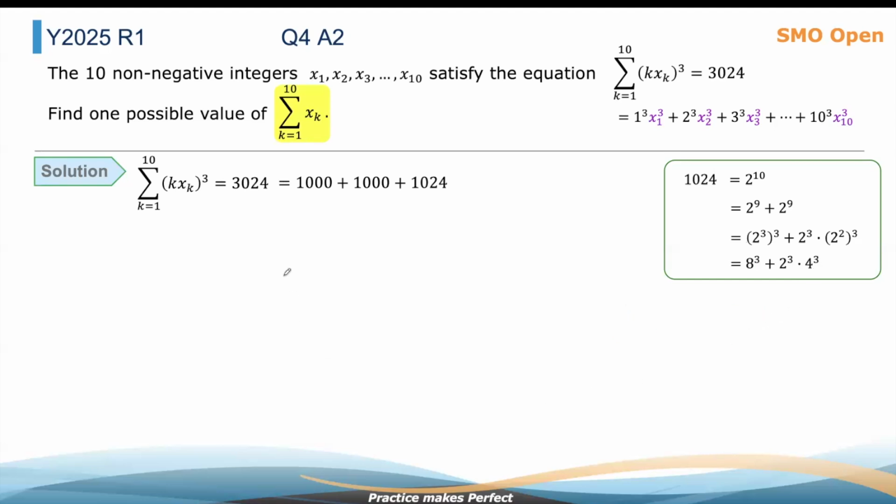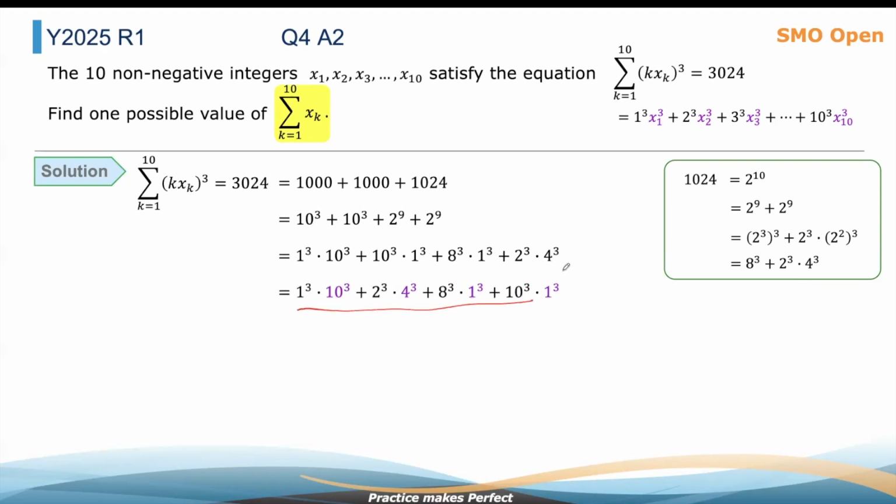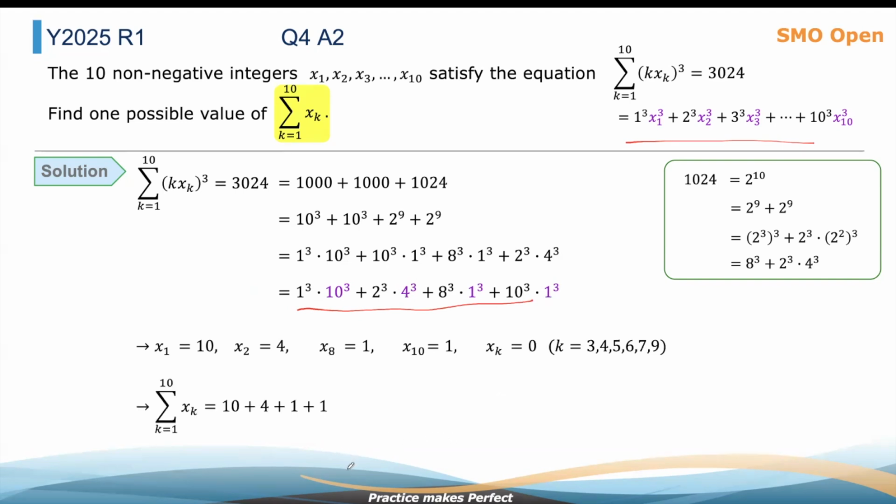So we can write 3024 as a sum of cubes. We write this sum in order. Compare this sum with this one. We can get x1 is 10, x2 is 4, x8 is 1, x10 is 1. For the others, equal to 0. So we get one possible value of the sum x1 to x10, which equals 16.